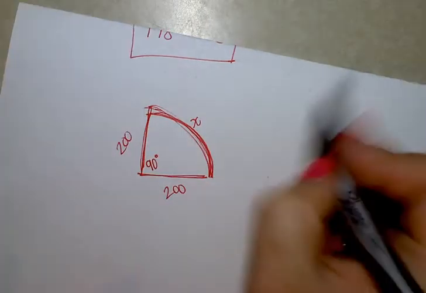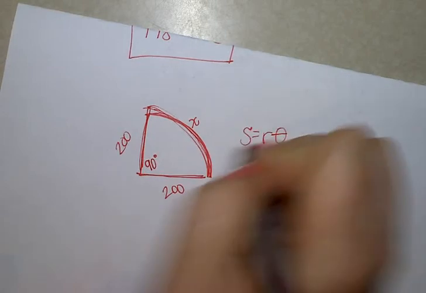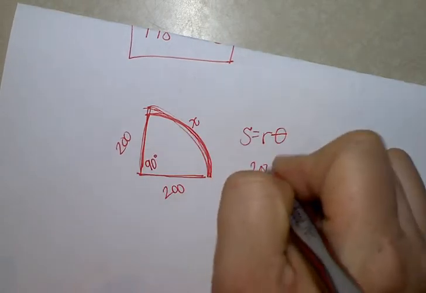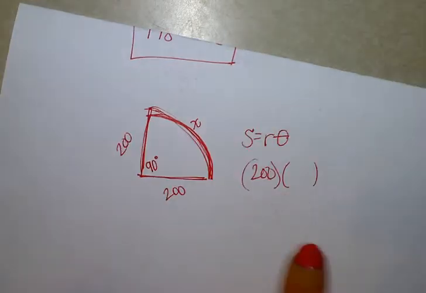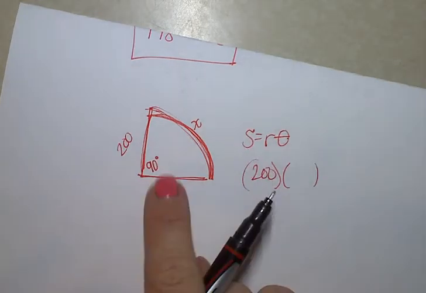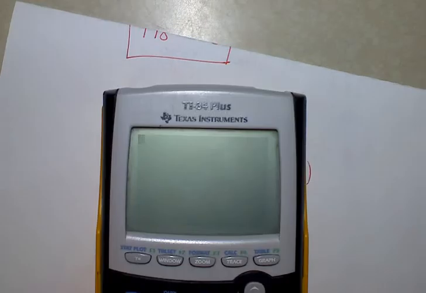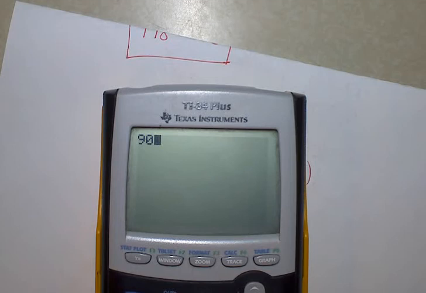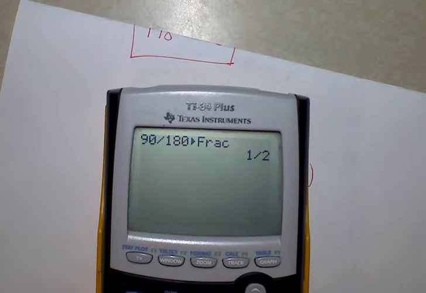So arc length is S equals R times theta. Your R, already given, is 200. And they already give us this angle, it's 90 degrees, but if I put 90 in there, it'll be wrong. I have to convert it to radians. To do that, please take 90, divide it by 180, hit math, math fraction, enter to reduce the fraction and attach a pi symbol to it.